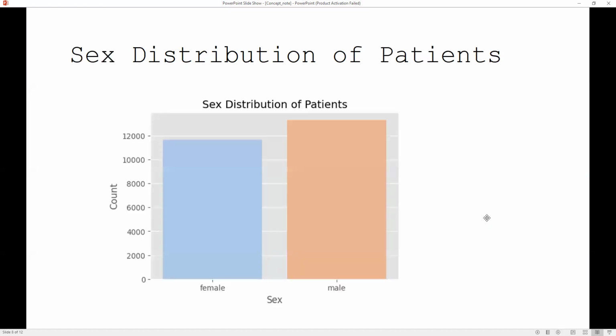Okay, so the sex distribution: here we see that the male gender is more prone to skin cancer, with a number beyond 12,000, while the females are about 10,000 and above. But the males supersede the females, meaning that males are more prone to skin cancer than females.